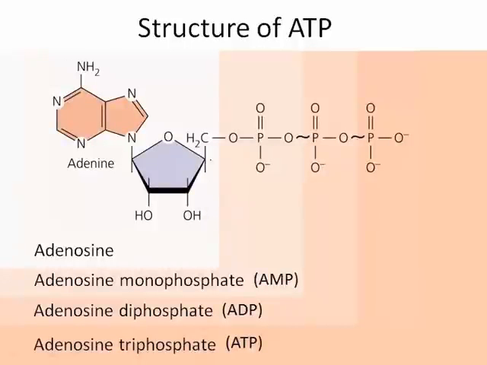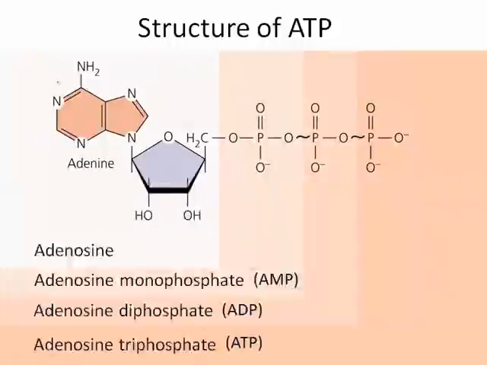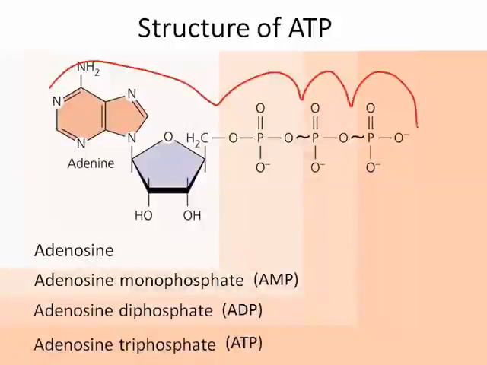The nucleoside adenosine is composed of ribose and adenine base. Adding phosphate groups gives us AMP, ADP, and ATP.